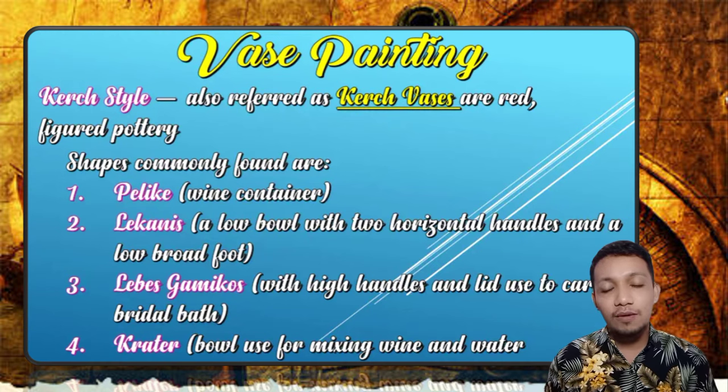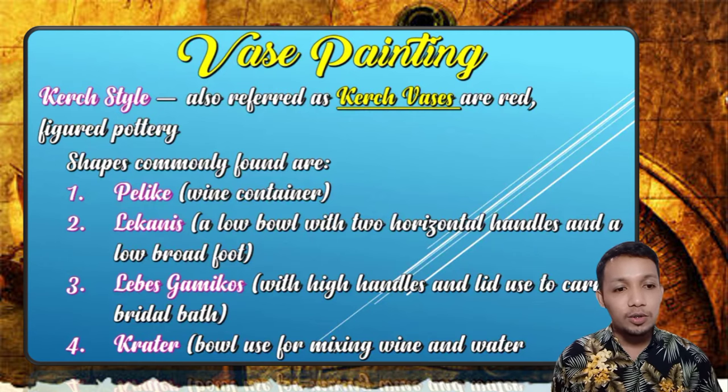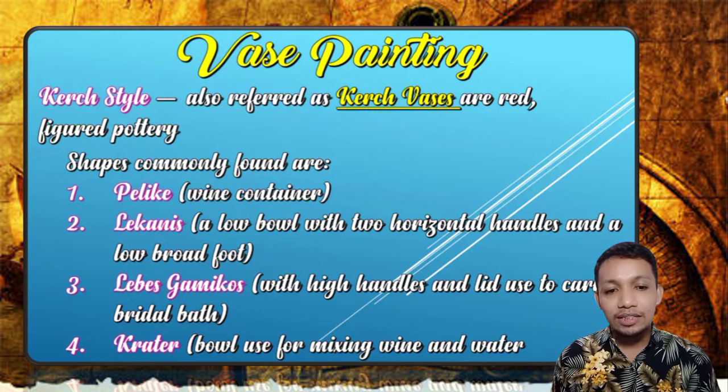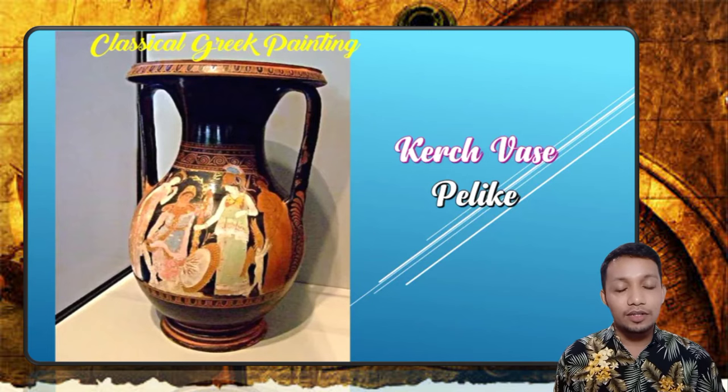Shapes commonly found are pelike, or wine container, lekanis, a low bowl with two horizontal handles and a low broad foot, lebes gamikos, with high handles and lid, used to carry the bridal bath, and krater, a bowl used for mixing wine and water. Here are examples of the illustrations of these vases.